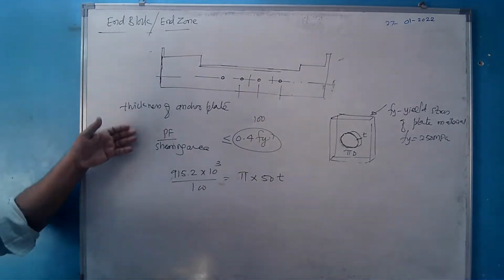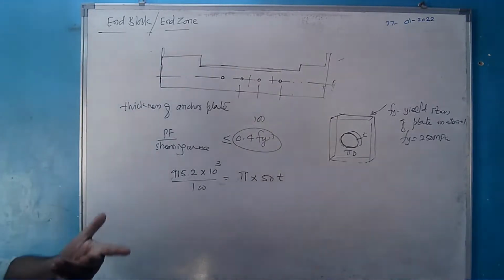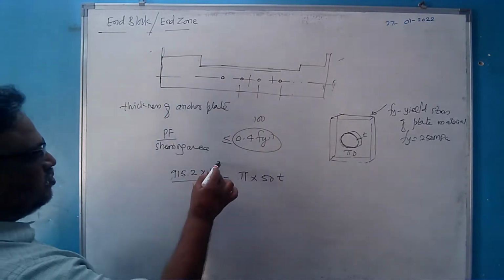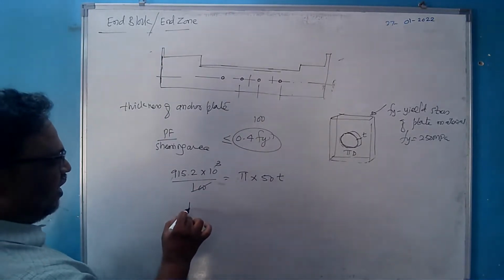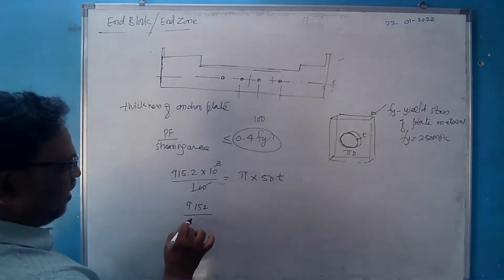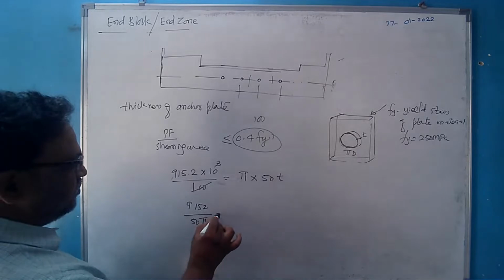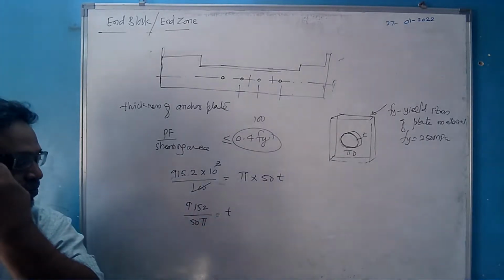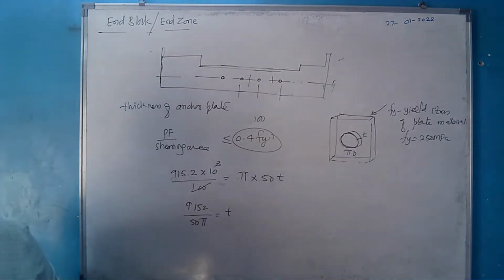ये सब बहुत मुश्किल कंसेप्ट नहीं है. That will decide the thickness of the anchor plate. So this will get cancelled. It will be 9152 divided by 50 pi, which must be equal to thickness. कितना रहना चाहिए बोलिए मुझे भी thickness. What must be the thickness of anchor plate?